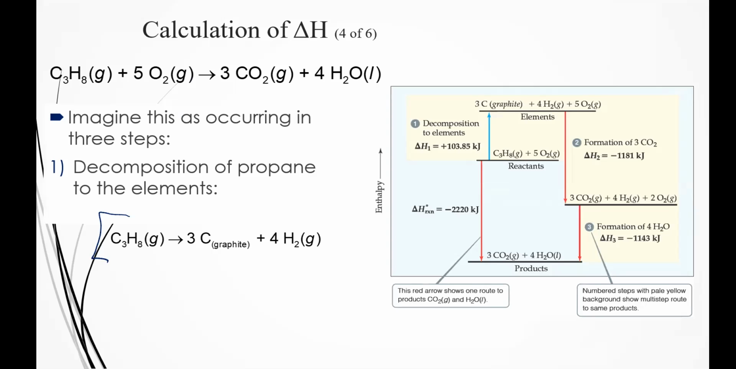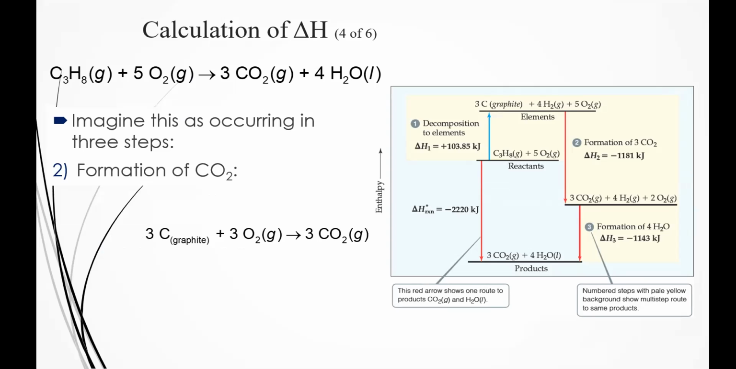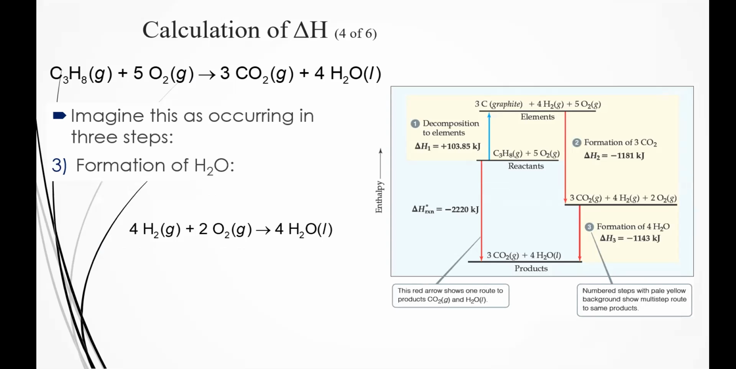Then we can look at, well, how much enthalpy does it take for us to form that CO2? So we can take our carbon and the oxygen to form our CO2. And that's what's going on in step 2. Step 3, well, we still have water that we need to form. So we need to form that water. So we're taking that hydrogen and that oxygen to form water. And you can see now we've managed to change all of our reactants to all of our products.